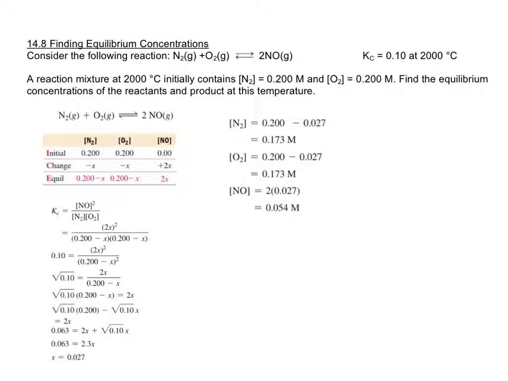The nice thing about these problems is you can always go back and double check your work as long as you've written your equilibrium expression correctly. If we insert those concentrations we just found into our equilibrium expression, we get 0.054 squared divided by 0.173 squared, and that's 0.097, which is within one significant figure of our given Kc, so we can assume that we got the right answer.